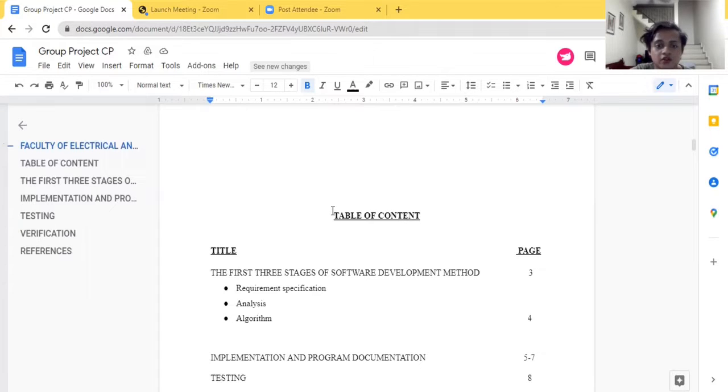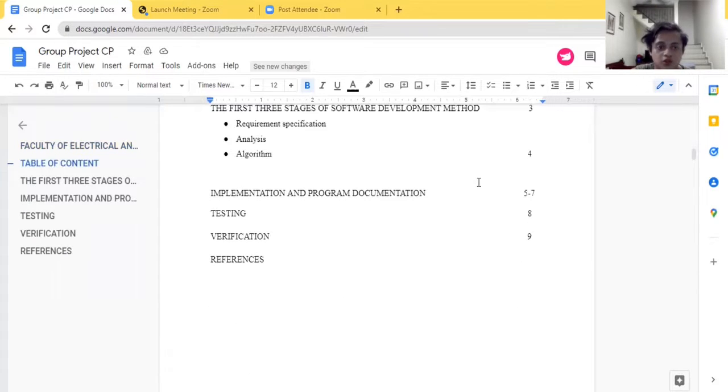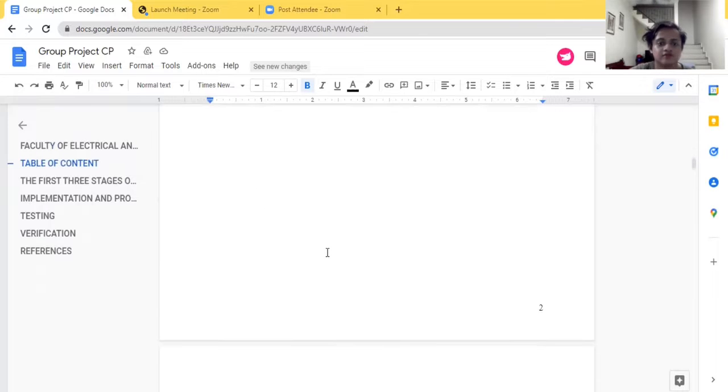So we start with the table of contents, which has the title: the first 3 stages of software development method, the requirement specification, analysis, and algorithm, which is on page 3. We have implementation and program documentation on pages 5 to 7. We have testing on page 8, verification on page 9, and reference.